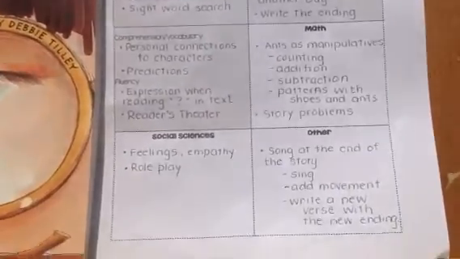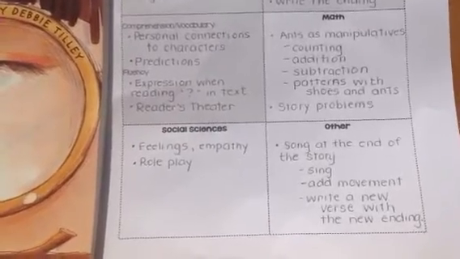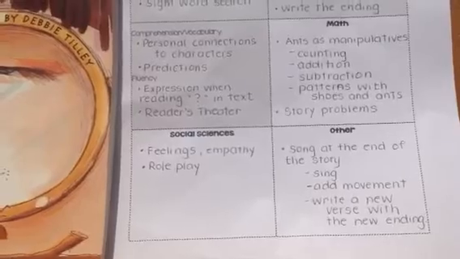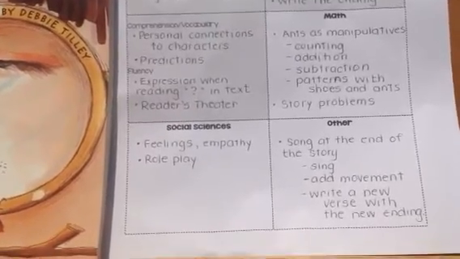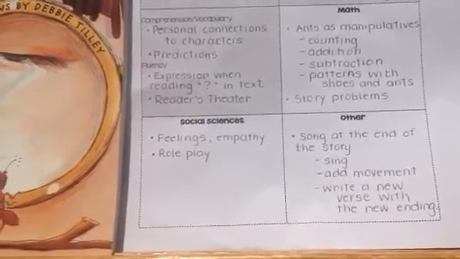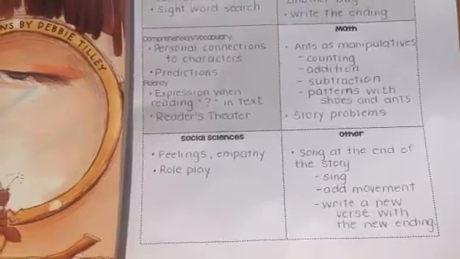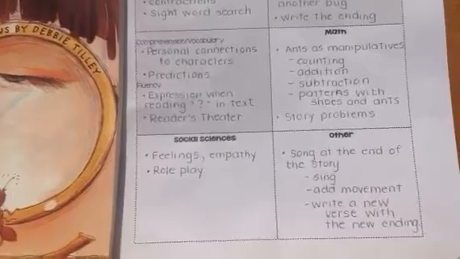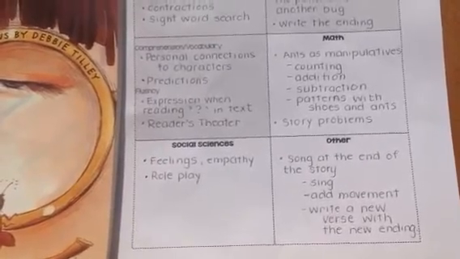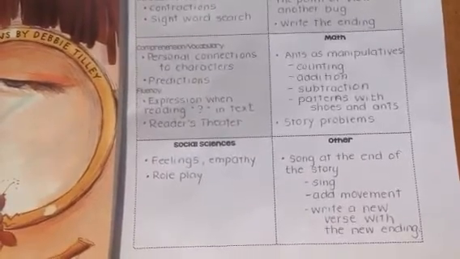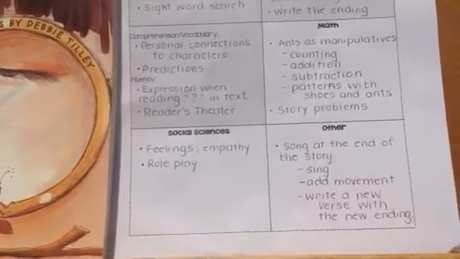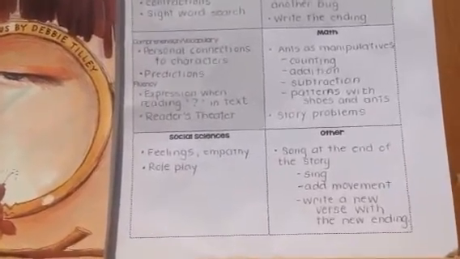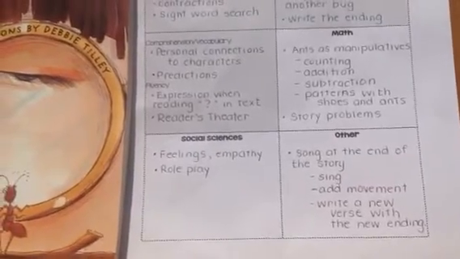When we move through to comprehension and vocabulary skills, this book is a great book for making personal connections to the characters in the story. Can they think of a time where they felt like the human? Can they think of a time where they felt like the ant in the story? Also, what it's like to try to persuade someone to change their mind. Those are great areas that they can make connections to. You also could make a different kind of connection that's called a text-to-text connection, and I'll show you some books that we can do that with in a little bit.